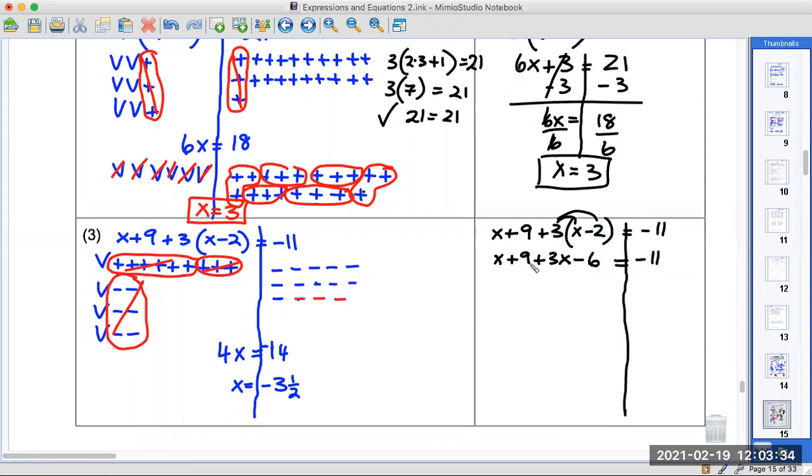So then you combine like terms. Remember, you make your equation as short as possible. Put a 1 here. 1x plus 3x is 4x. Positive 9, take away 6 is positive 3.